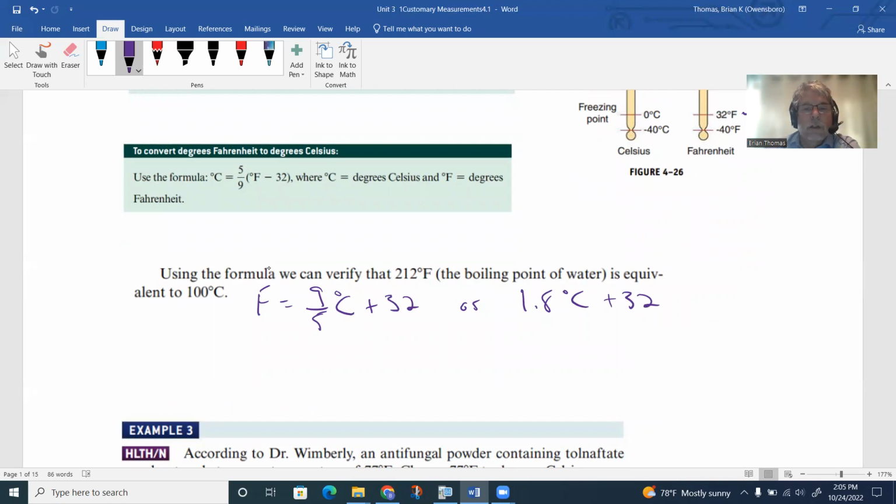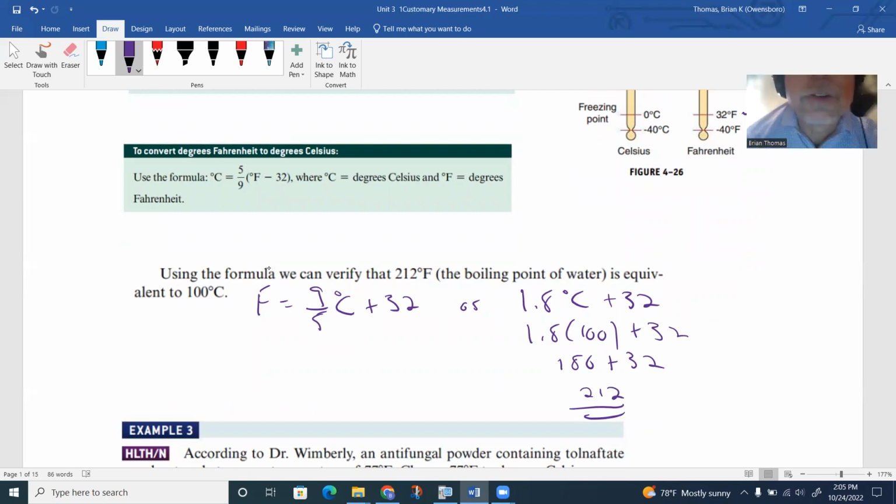So if I change Celsius to 100 degrees, this becomes 1.8 times 100 plus 32. And notice that 1.8 times 100 would just be 180. 180 plus 32 would be 212. So that's verifying that 100 degrees Celsius is the same thing as 212 degrees Fahrenheit by using that formula.